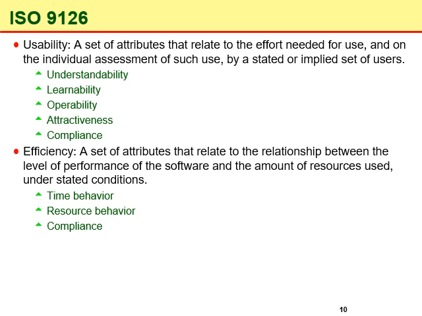So time behavior, in fact, refers to the attribute of software that relates to response and processing time and on throughput rates in performing the intended functions. Then resource behavior relates to the attribute of software that refers to the amount of resources used and the duration of such use in performing its functions, whereas compliance, we have already discussed, has the same perspective here.